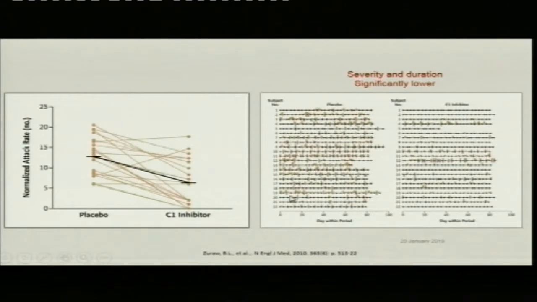And when they dug into the details, those people had been on placebo the first time. The same patients, after they took the same C1 esterase inhibitor, basically saw the normalized attack rate go down. And this is the diary of the patients. You can see this patient, for example, had multiple attacks, but when they went on the C1 esterase inhibitor, it normalized.